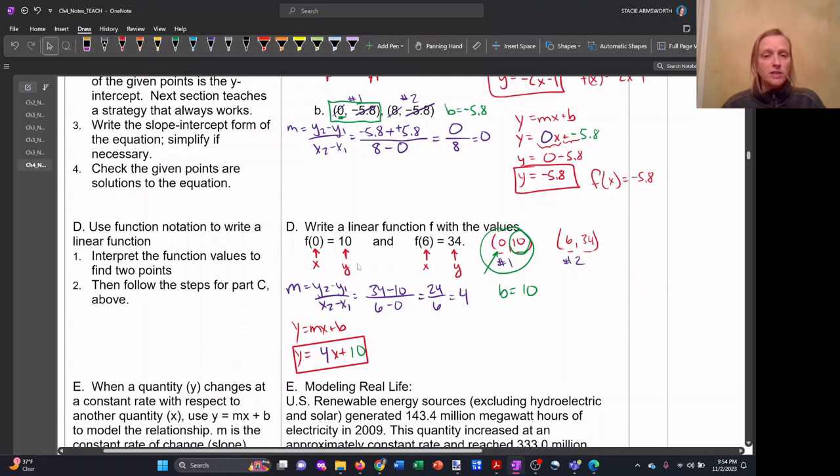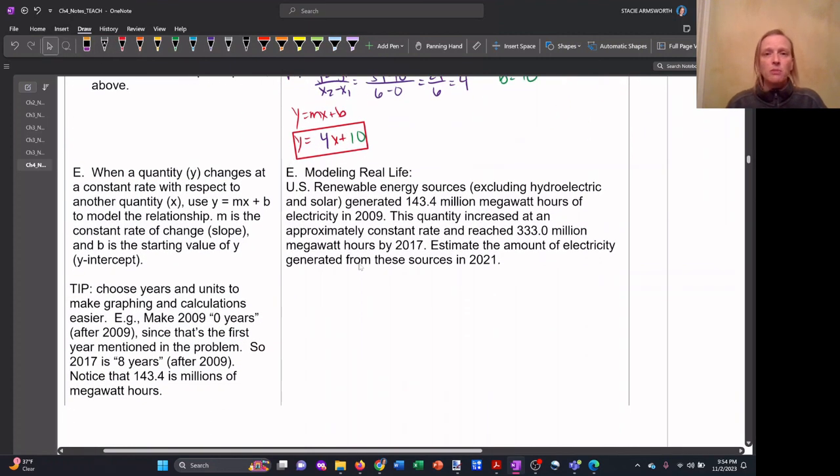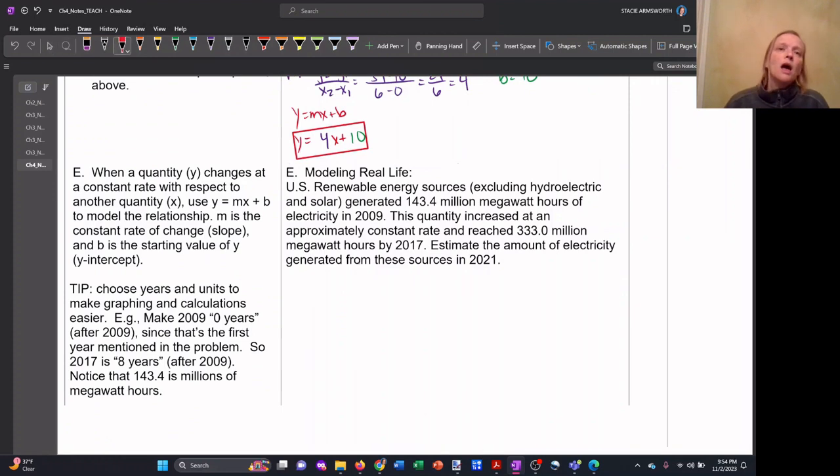Let's look at a real world example for our last problem. We can model a real life example of looking at renewable energy resources, and some information is given to us. We're told that 143.4 million megawatt hours of electricity were made in 2009, and 333 million megawatt hours were made in 2017. And then it says estimate the amount of electricity generated from these sources in 2021.